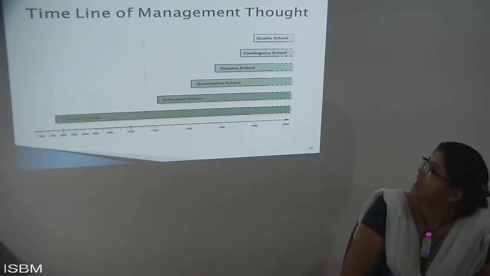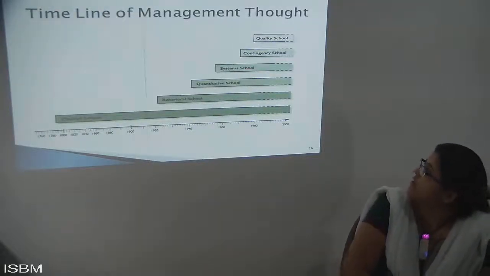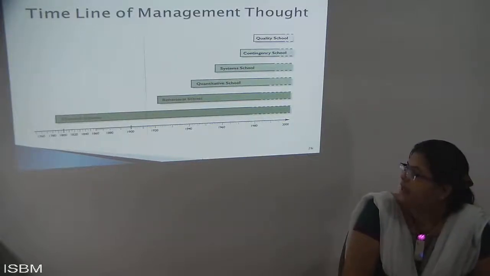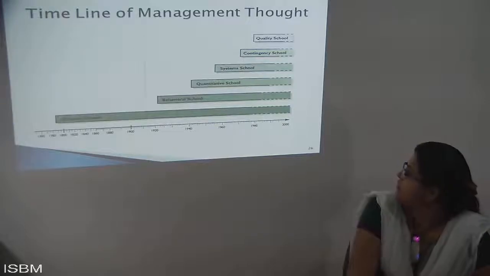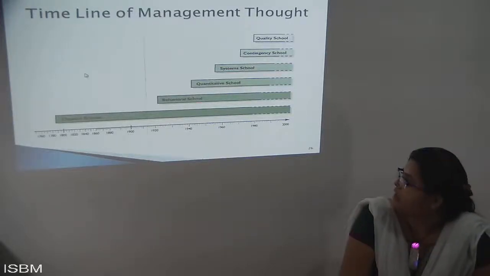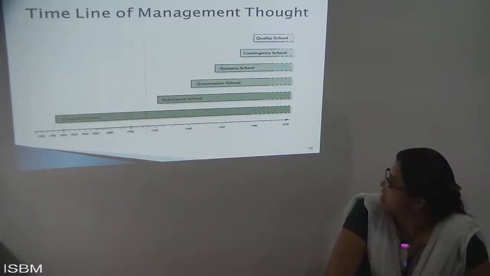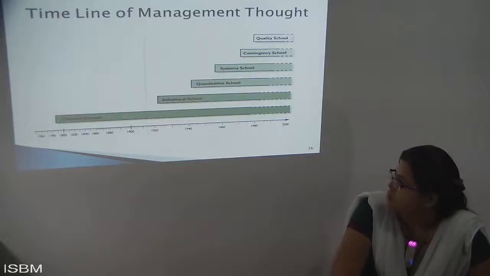Next is the timeline of management thought. As we know, from the 18th century it has been measured, and as shown with the help of bar charts, it started in the 18th century, after the 17th century.